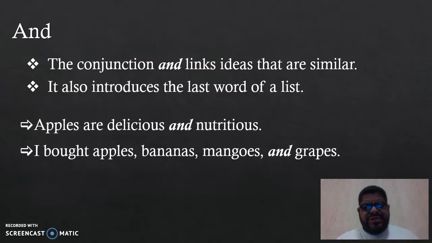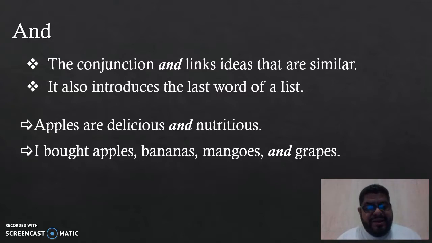In the first example, you see two ideas that are similar, or in this case, both are positive, like delicious or nutritious. So they are linked with the word and, or in this case, the conjunction and. This is similar in Spanish, like y, delicioso y nutritivo. In this case, in English, was the conjunction and. So remember, the conjunction and links ideas that are similar. They may be positive or negative, but as long as they're similar, they can go together because of the conjunction and.